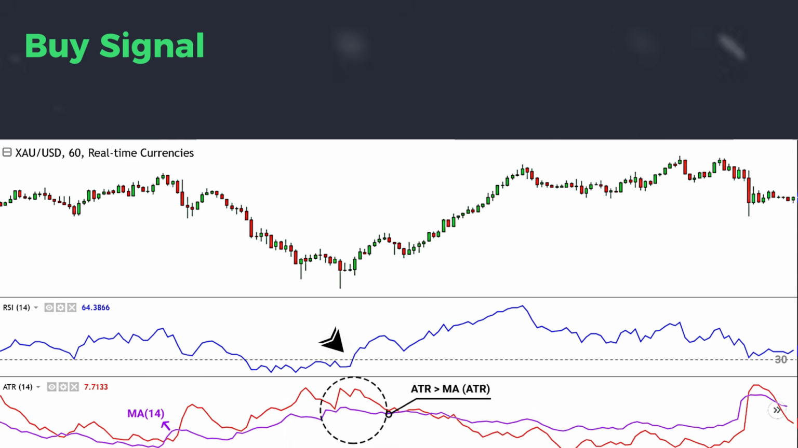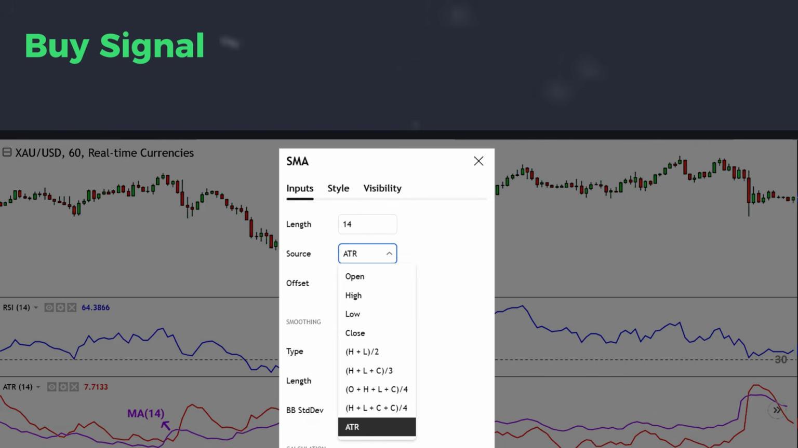On some platforms like TradingView, you can compare ATR to its own moving average, for example, the 14-period ATR average. If it is above this average, it means volatility is high, and the RSI signal has a better chance of working. To add a moving average on top of ATR in TradingView, simply add a moving average indicator and set its source to ATR instead of price.